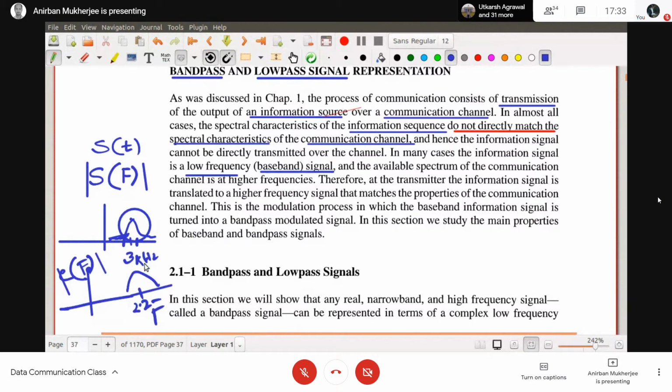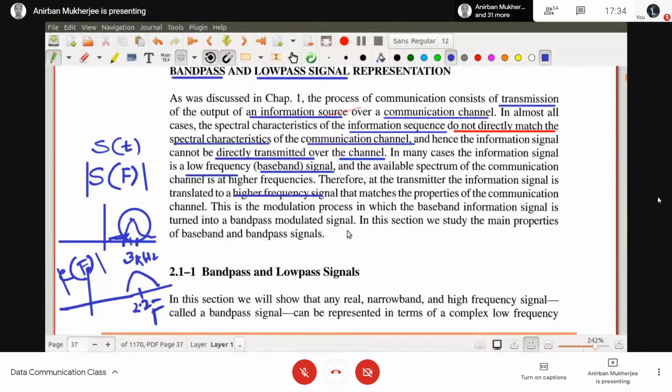So you have to do something so that this information signal is translated to this zone and then it can be transmitted. They are saying that information does not directly match the spectral characteristics of the communication channel, meaning the information signal cannot be directly transmitted over the channel. In many cases, the information signal is a low frequency baseband signal, 3 kilohertz. In many cases, the available spectrum of the communication channel is higher frequency, like 2.2 gigahertz or 2.4 gigahertz. Therefore, at the transmitter, the information signal is translated to a higher frequency signal that matches the property of the communication channel. This is the modulation process in which the baseband information signal is turned into the bandpass modulated signal.